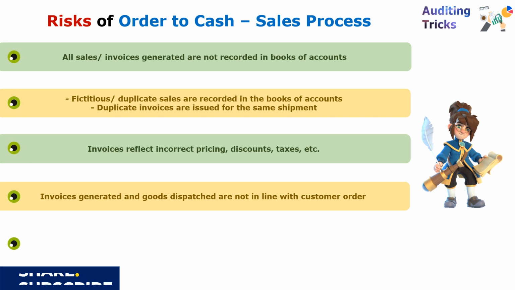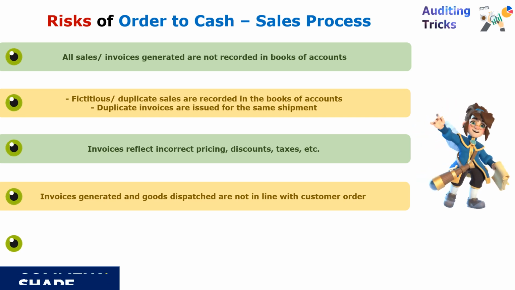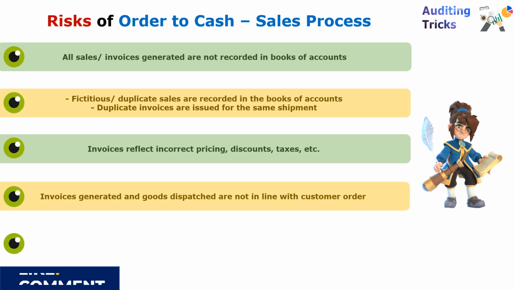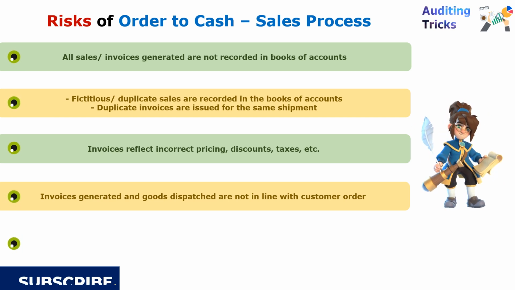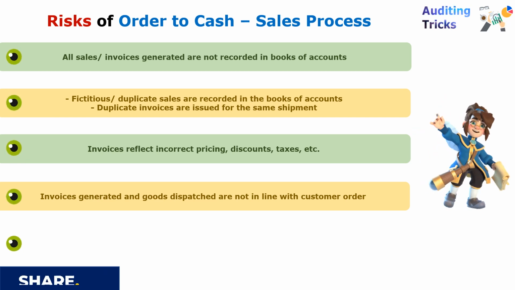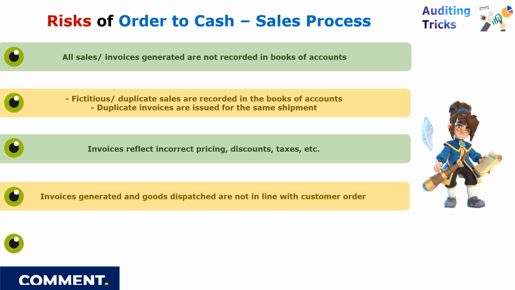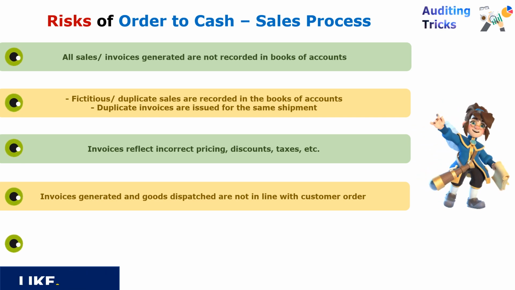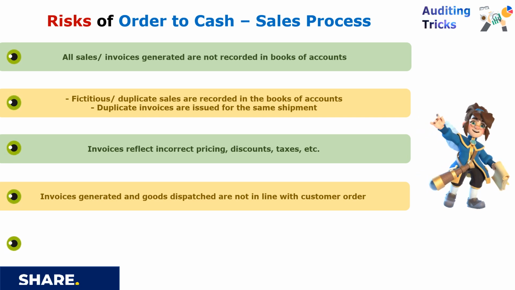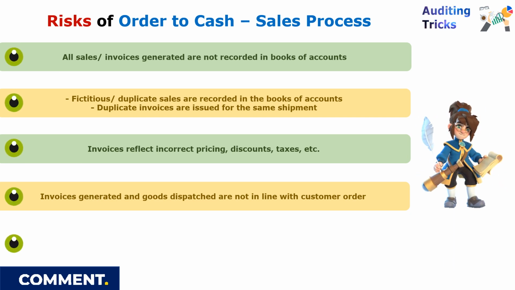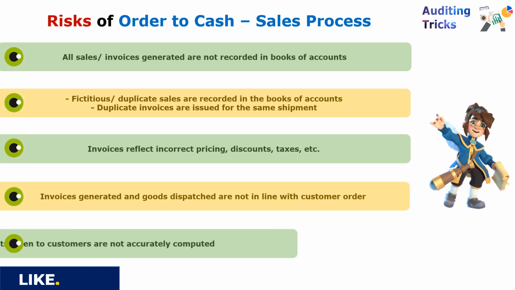The next risk under invoicing process is invoices generated and goods dispatched are not in line with the customer order. Here we need to ensure that the quantity ordered, billed and dispatched match with each other. It is not a fraud risk and can be rated as a medium risk.